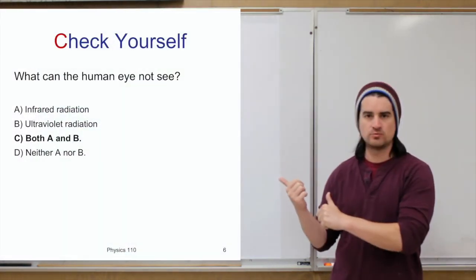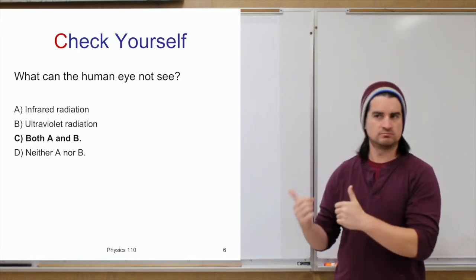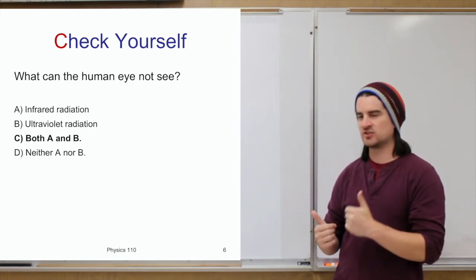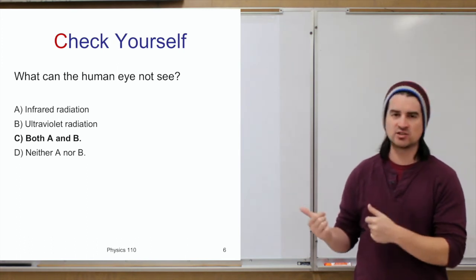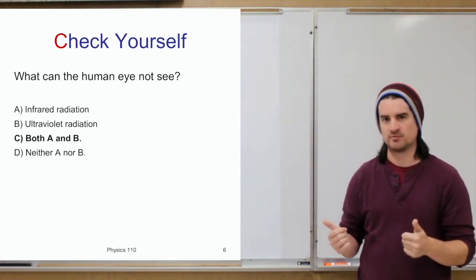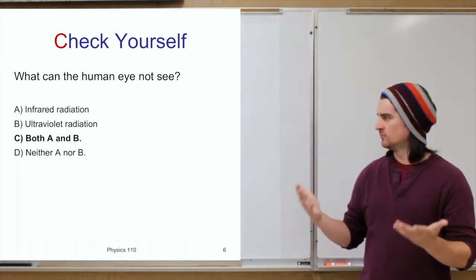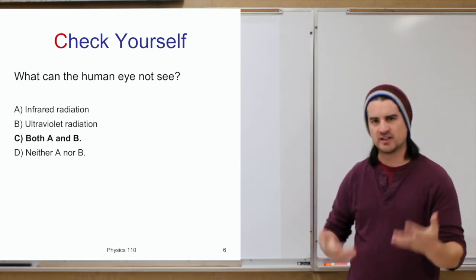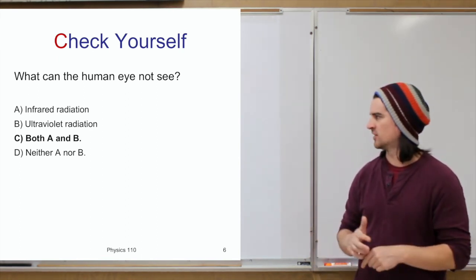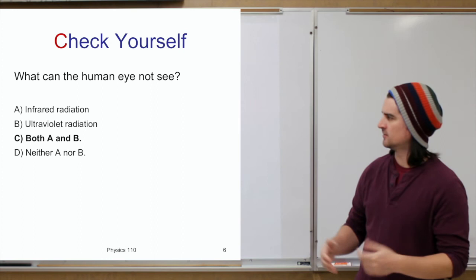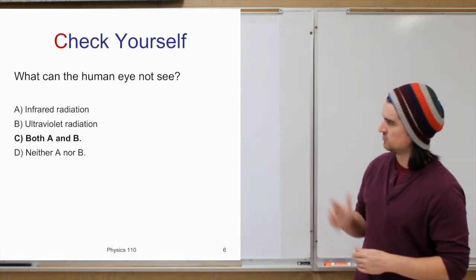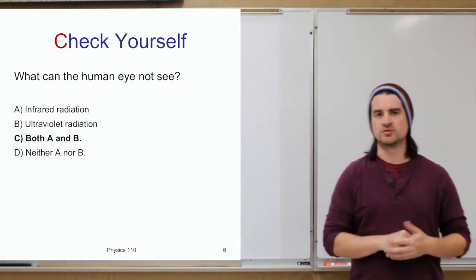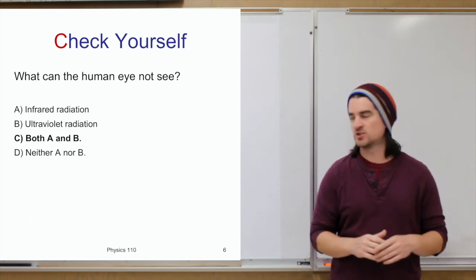All right, hopefully you know, or I reminded you in the last lecture, that we don't actually see ultraviolet or infrared radiation. Radiation or light, you can say ultraviolet light, same thing. So the answer would be C. We don't see either of those types of radiation, or either of those types of light.